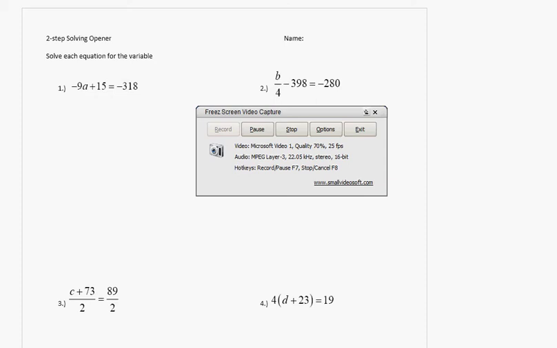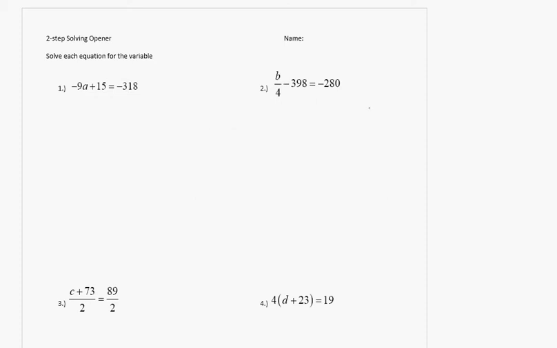Hello and welcome to the opener about two-step solving. So these problems are just going to be a little bit harder than one-step solving problems. Instead of just undoing one operation, we'll have to undo two operations. But otherwise, the idea is pretty much the same.